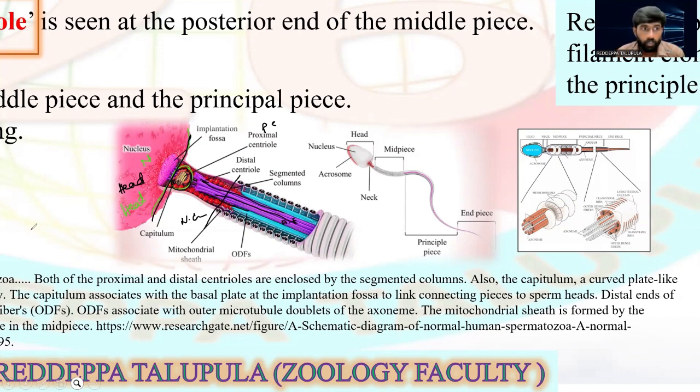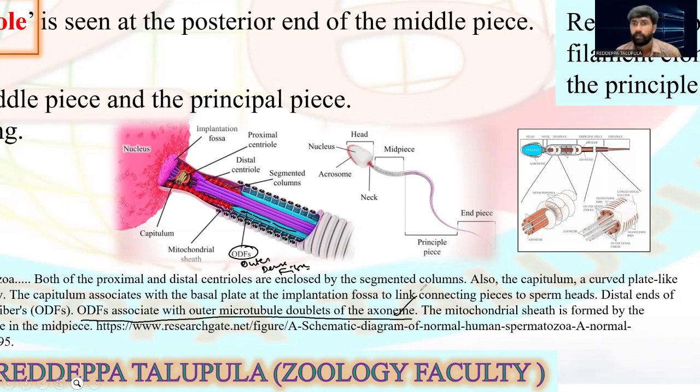See, the outer one, the sky blue color, it is the outer dense fibers. Outer dense fibers are associated with the outer microtubule doublets of the axoneme. If you want to see clearly, I will unload it.